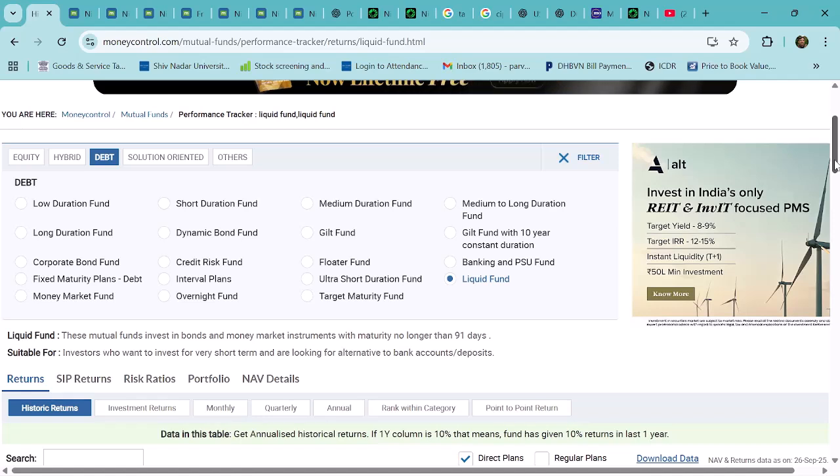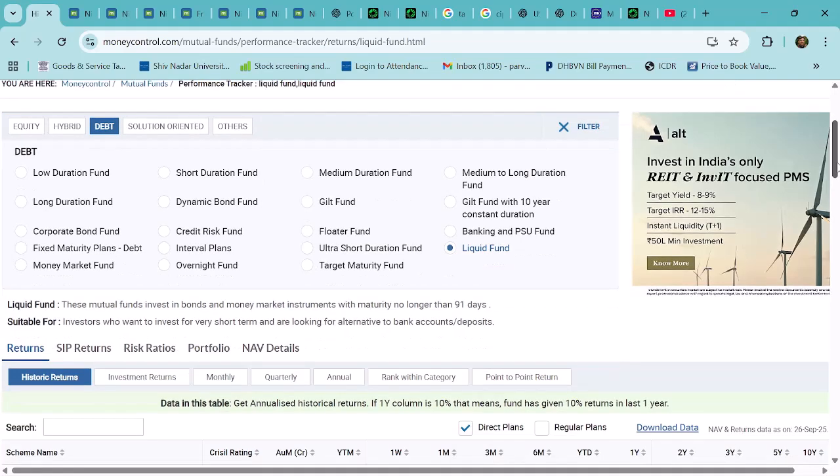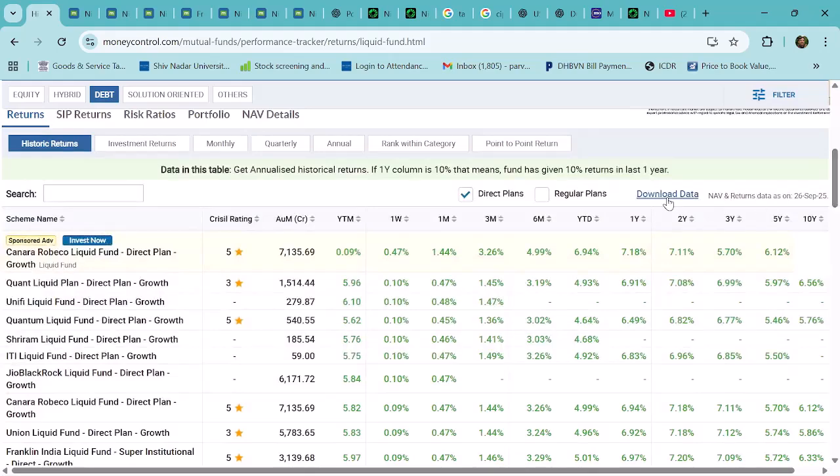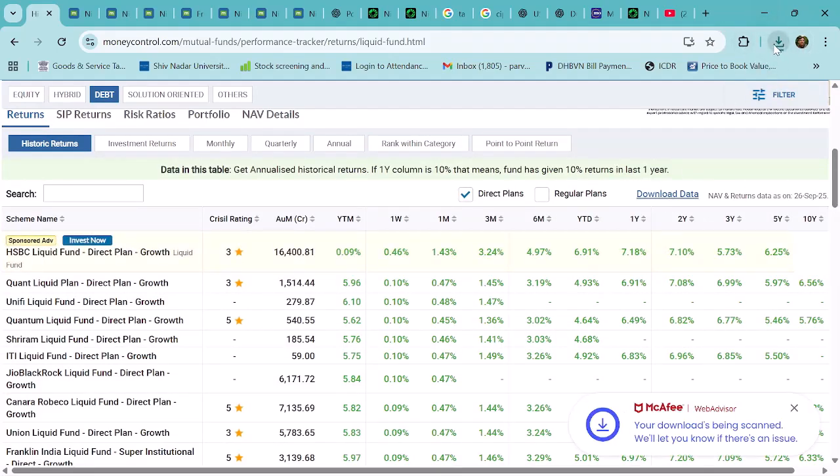In a bank, how much return do you get in a savings account? If you park your money, how much return do you get? 2 to 3%. 2 to 4%, max 3. So a liquid fund is like an alternative to a bank account. Let's understand what a liquid fund is a little bit more. Just download the data and see how much return they have given.